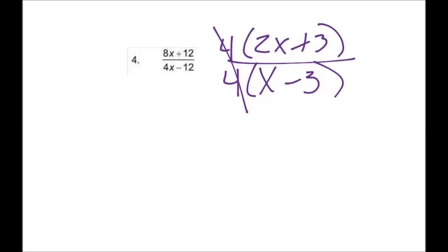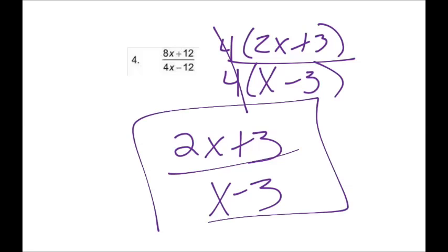The stuff on the inside of the parentheses is protected by those parentheses, so it can only cancel if it is exactly the same. So those 3's can't cancel because they're tied into what was already there. So 2x plus 3 over x minus 3. This is your answer.